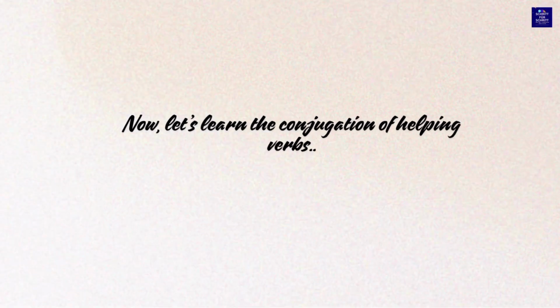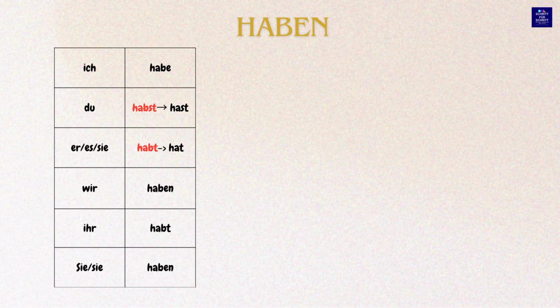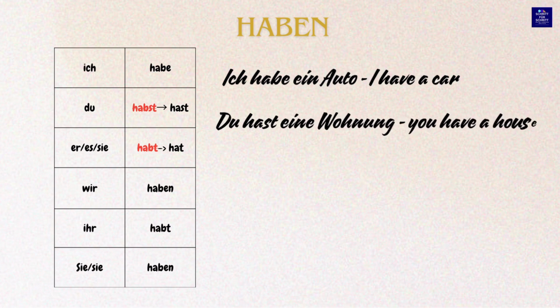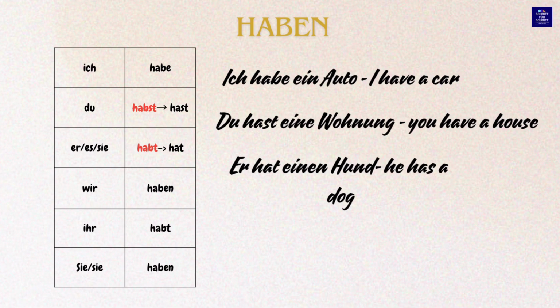Now let's learn the conjugation of helping verbs. For haben, we have ich habe, du hast, er hat, wir haben, ihr habt und sie haben. So, we can see a few examples like ich habe ein Auto, I have a car. Du hast eine Wohnung, you have a house. Er hat einen Hund, he has a dog.